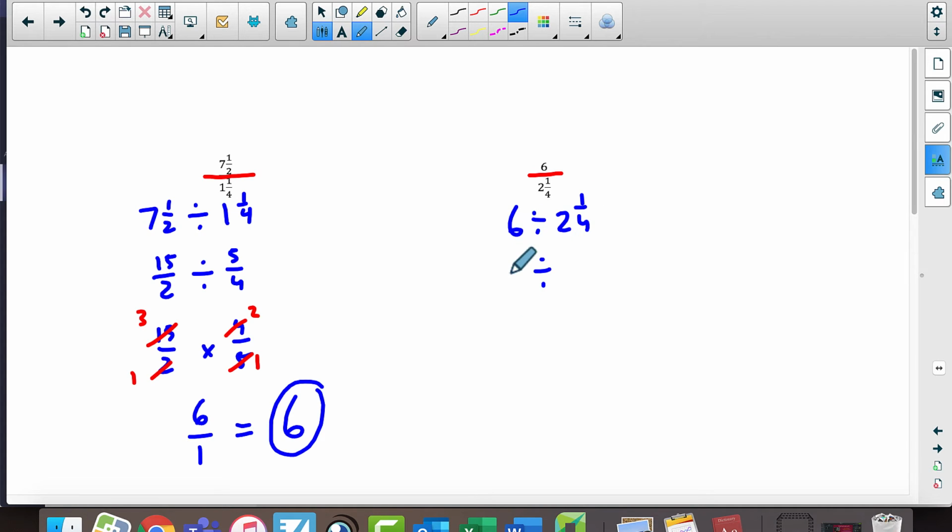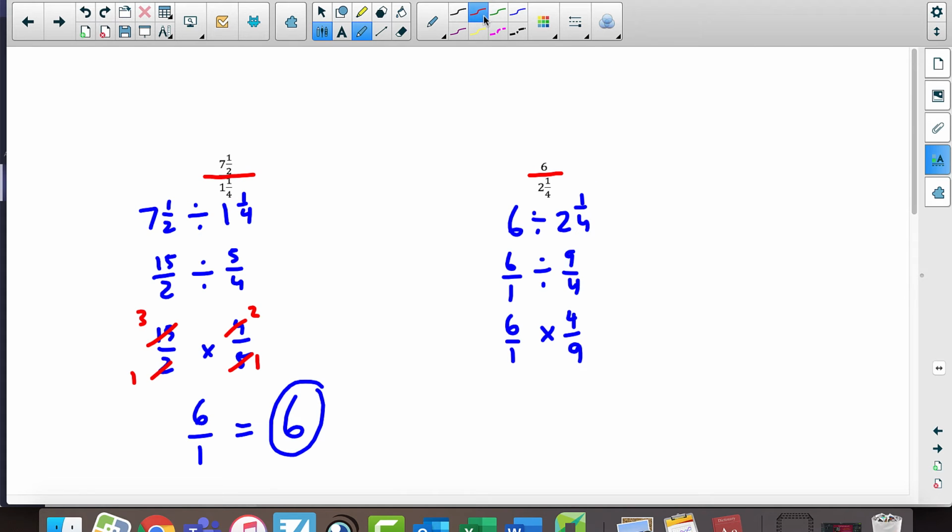I'm going to make the 6 over 1. And I'm going to make 2 1/4 9 over 4. How did I get that? 2 times 4 is 8, plus 1 is 9. Keep the denominator the same. Now I'll make it a multiplication question. Leave the first fraction alone and flip the second so it's 4 over 9.